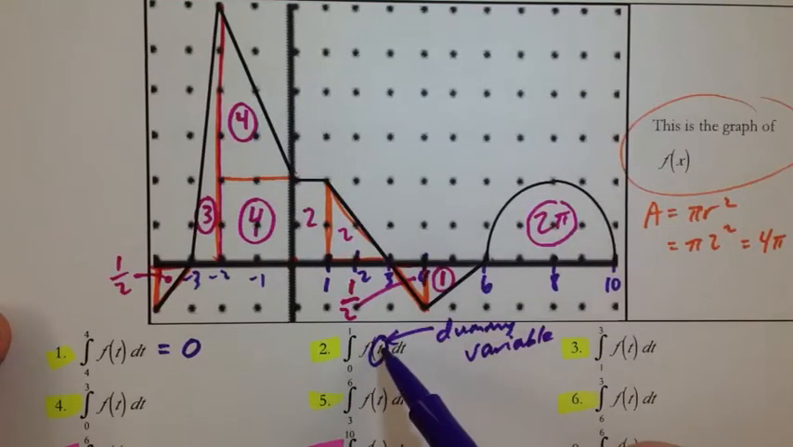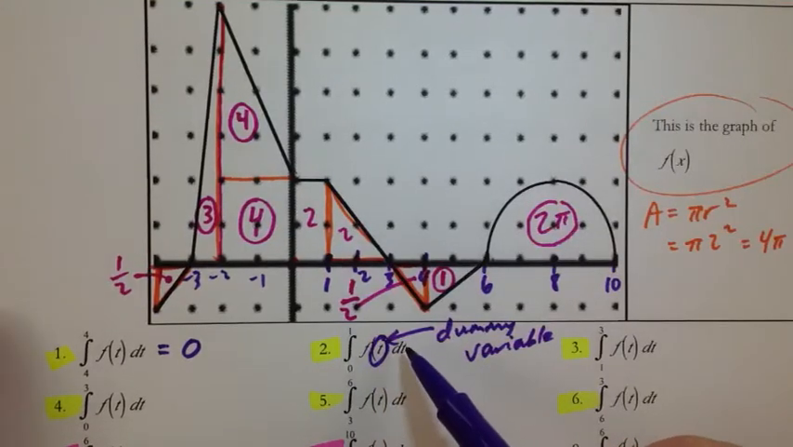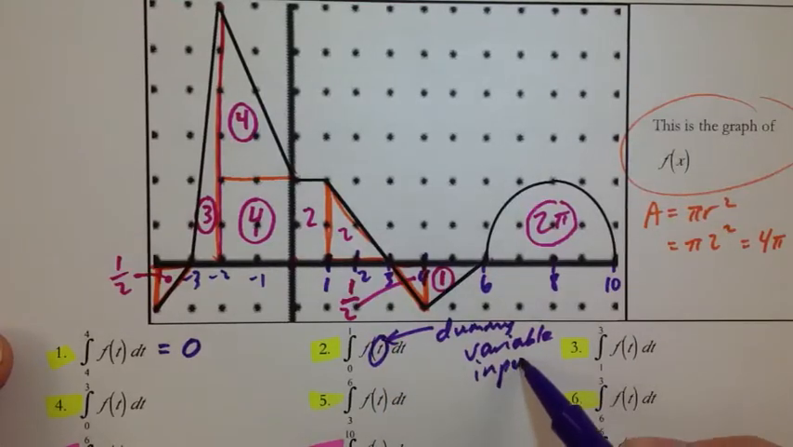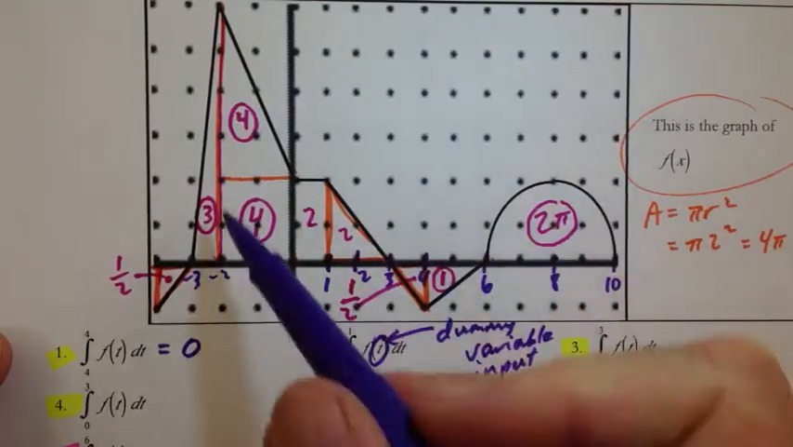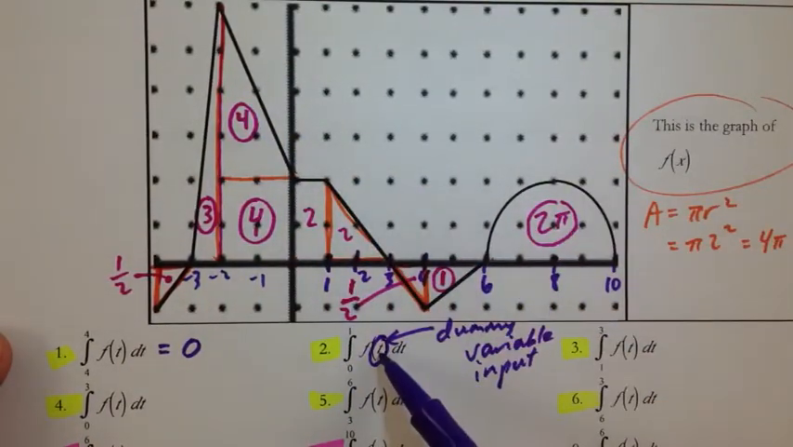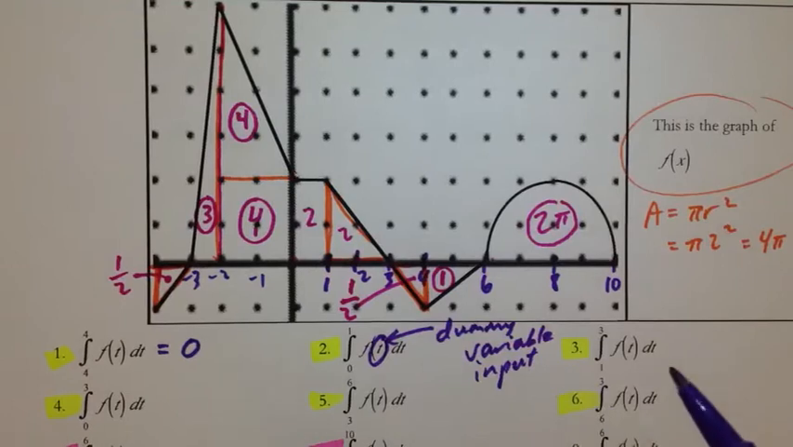We could write f of b db, f of c dc. Typical would be f of x dx, but it really doesn't matter. It just represents the input. Okay, f is the rule, and f is the graph that you see here. f depends on x in the graph. f depends on t here. It doesn't really matter what that is.